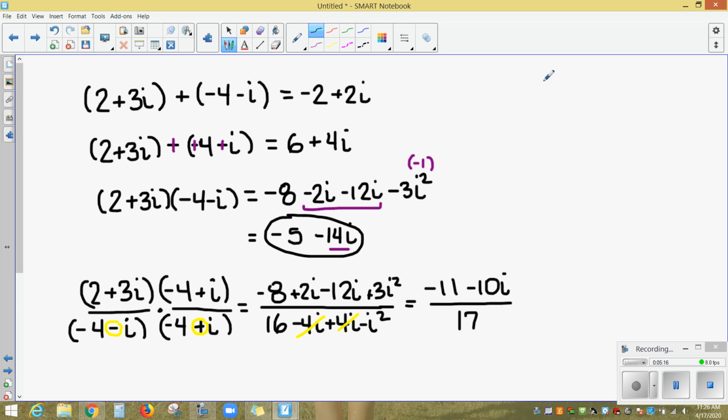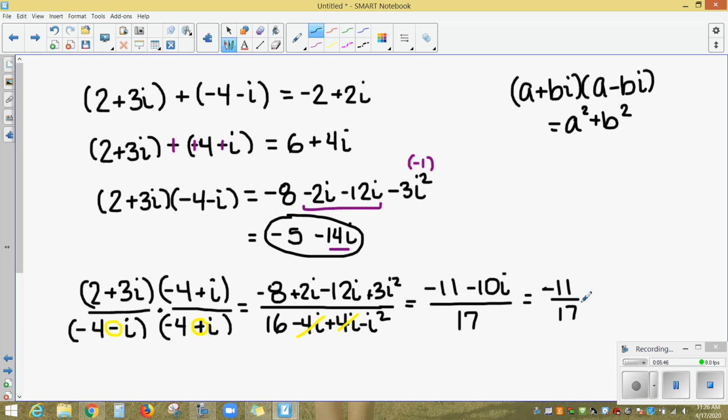When you multiply a complex number by its conjugate, you will always get a positive real number. It will always be positive, and it will always be a real number. Now, it's not okay to leave our complex numbers in this form. We always want a plus bi. So, to get full credit, every time you need to split your fraction into two pieces. So we can see that the real part of this number is negative 11 over 17, and the imaginary part is negative 10 over 17.